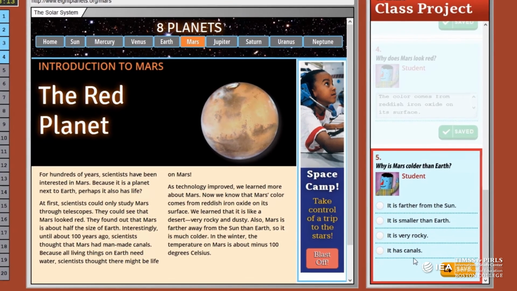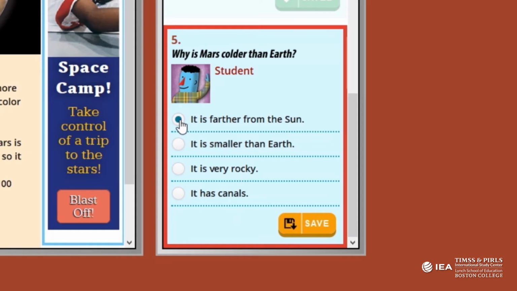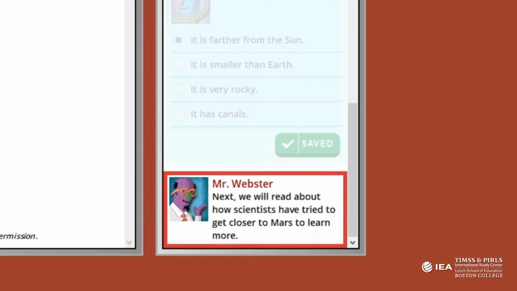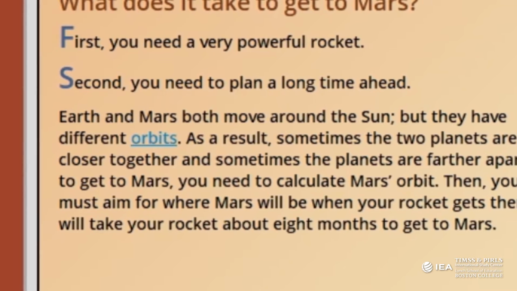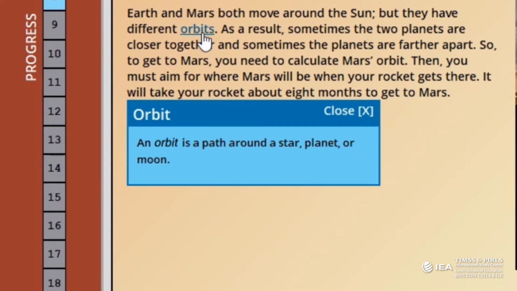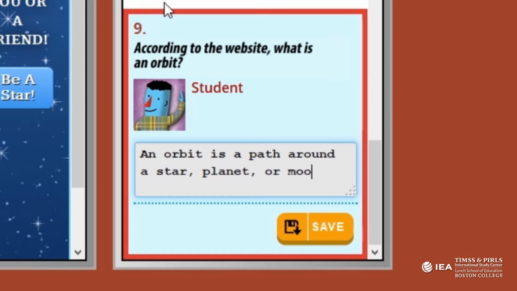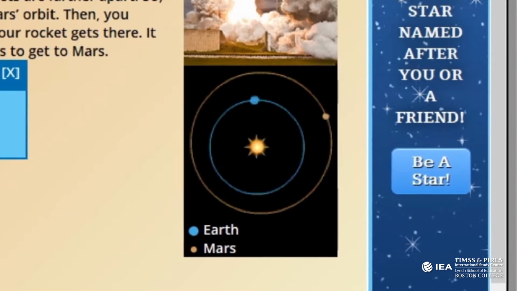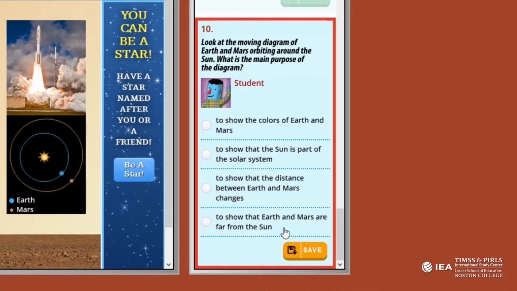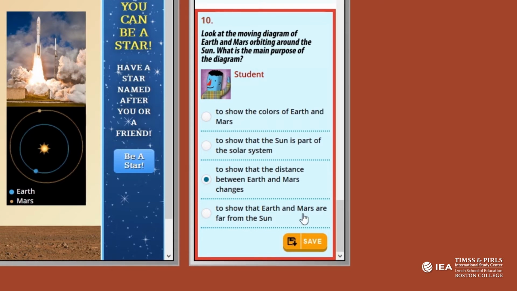For example, in this multiple-choice question, they respond by clicking on the appropriate radio button. Students navigate their way through other web pages, learning what an orbit is by clicking on a link and reading the definition in a pop-up text box, and answering a constructed response question by typing in the answer. They also watch an animated diagram demonstrating the orbits of Earth and Mars, and are asked to evaluate its purpose.